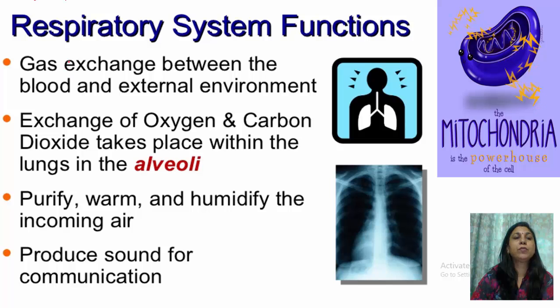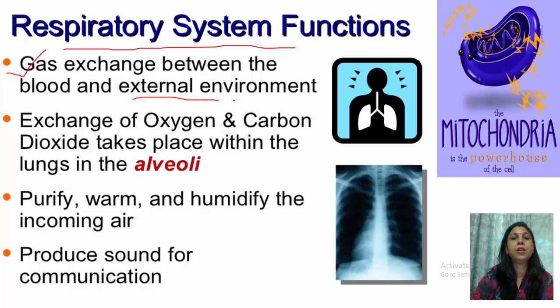Now, what are the functions of the respiratory system? The very first function is gas exchange between the blood and the external environment. Gases means oxygen and carbon dioxide. They are exchanged between the blood and the external environment. This exchange of oxygen and carbon dioxide takes place within the lungs in the alveoli.